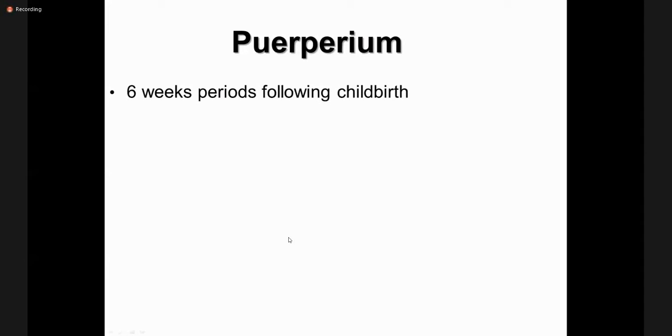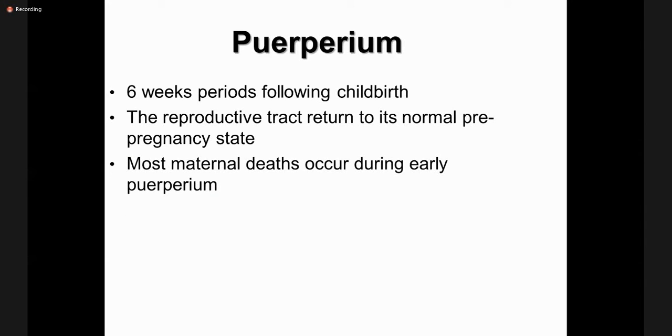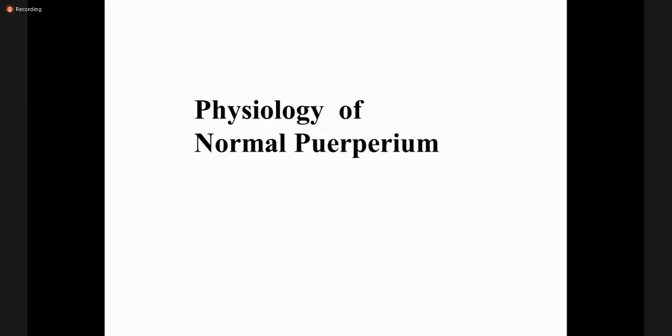Okay, I have shown it. It's a 6 weeks period following childbirth. Soon after delivery this period starts, and for the first 6 weeks we call it puerperium. The reproductive tract returns to its normal pre-pregnancy state. The uterus is a pelvic organ, but during pregnancy it increases in size and becomes an abdominal organ. So the reproductive tract returns to its pre-pregnancy state: it shrinks and becomes a pelvic organ during this phase.